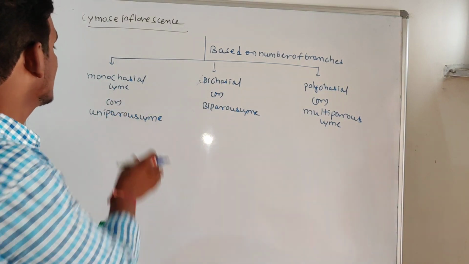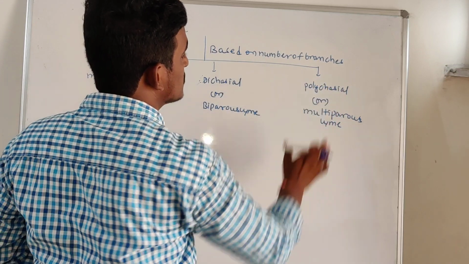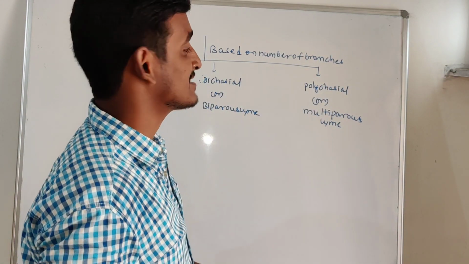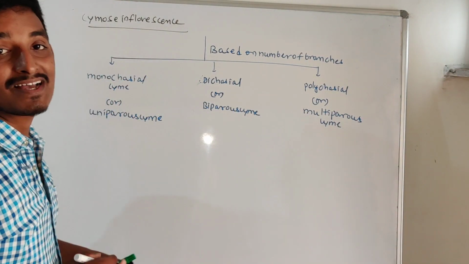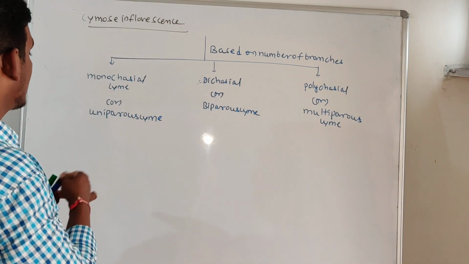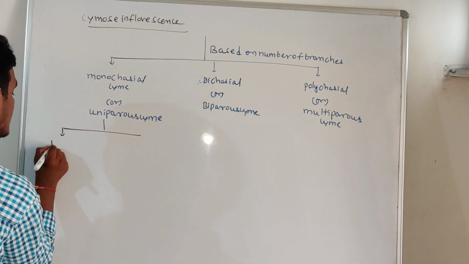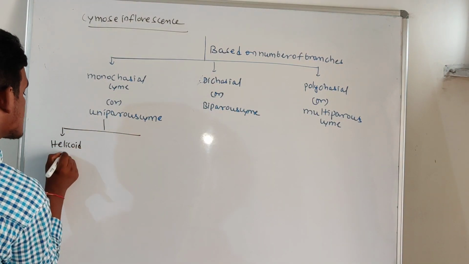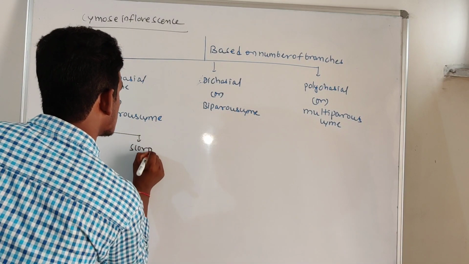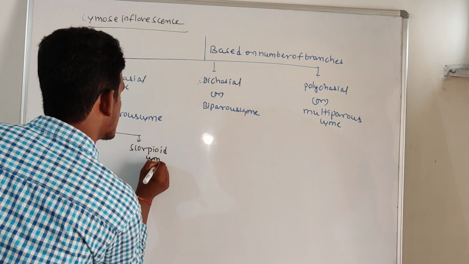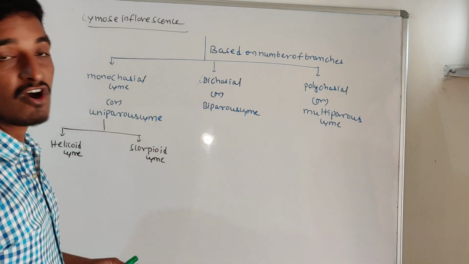If it produces a single branch, we call it monochasial. If it produces two branches, we call it dichasial. If it produces more than two branches, we call it polychasial or multiparous cyme, right? Now we start with the monochasial cyme. This monochasial cyme is again classified into two types: one is the helicoid cyme and the other is the scorpioid cyme. What is the difference between a helicoid cyme and a scorpioid cyme?